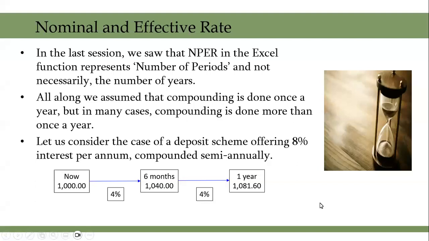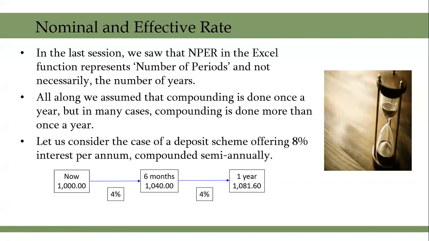In the last session, we saw that the NPER function in Excel represents number of periods and not always the number of years. Why is that so? The reason is, all along we have assumed that compounding or discounting is done once in a year. But in reality, in many cases, compounding is done more frequently or more than once during a year.